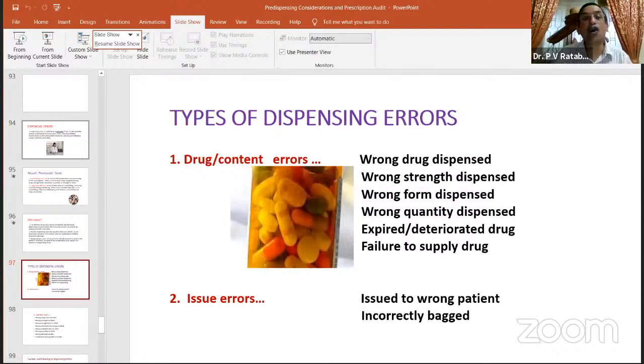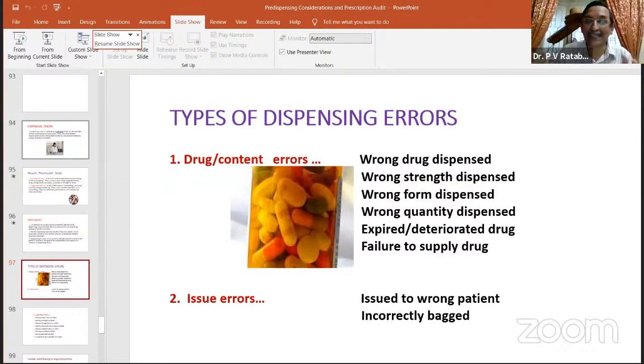Failure to supply a drug is also a dispensing error if you are stocking it in your pharmacy. Issue errors: issued to the wrong patient or incorrectly bagged. So that is documentation. This is the right documentation, one of the 8 rights. So you have to see that you have documented it correctly.